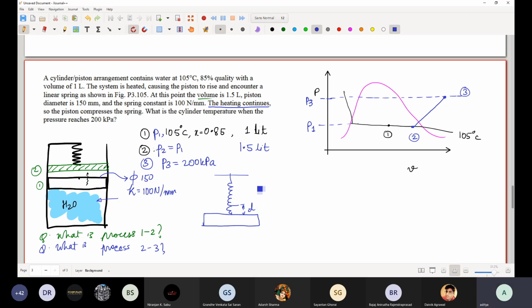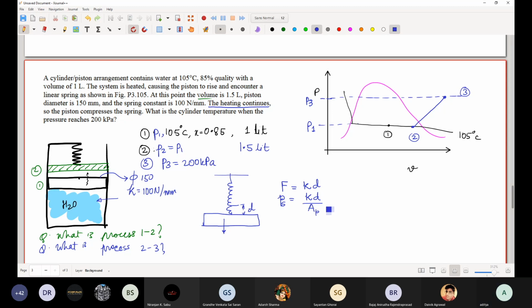There is a compression. So what is the force due to that displacement? The force acting in this direction will be equal to delta P into A, but in terms of the spring constant, it will be Kd. And what is the corresponding pressure due to the spring? It is Kd over the area of the piston.